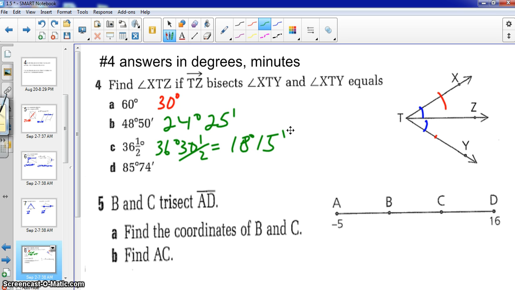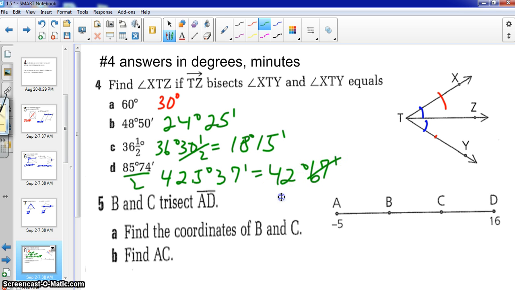When we cut letter D in half, if we were to just divide it by 2, we would get 42.5 degrees and 37 minutes, and we would need to convert to get rid of the decimal. So by having half of a degree, that is worth 30 minutes. So we can convert that to 42 degrees and 67 minutes, and then we need to simplify by taking 60 minutes away, leaving us with 43 degrees and 7 minutes.